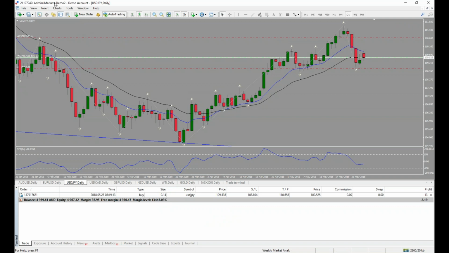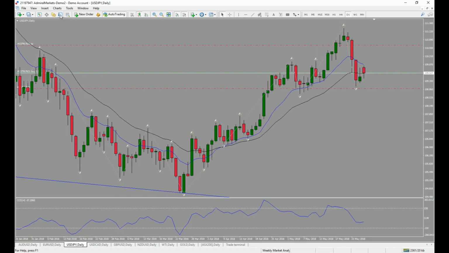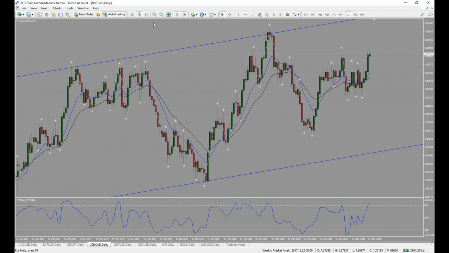We are long US yen. The reason for the trade is it's a trend-based inside candle break trade. No questions? Let's move it along. Let's have a look at the US CAD.